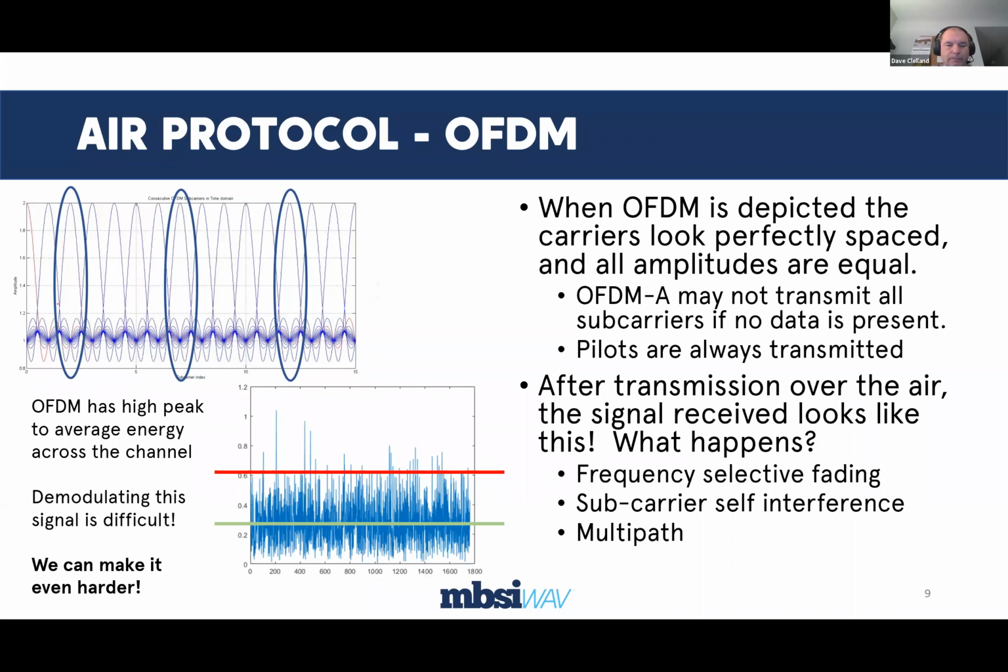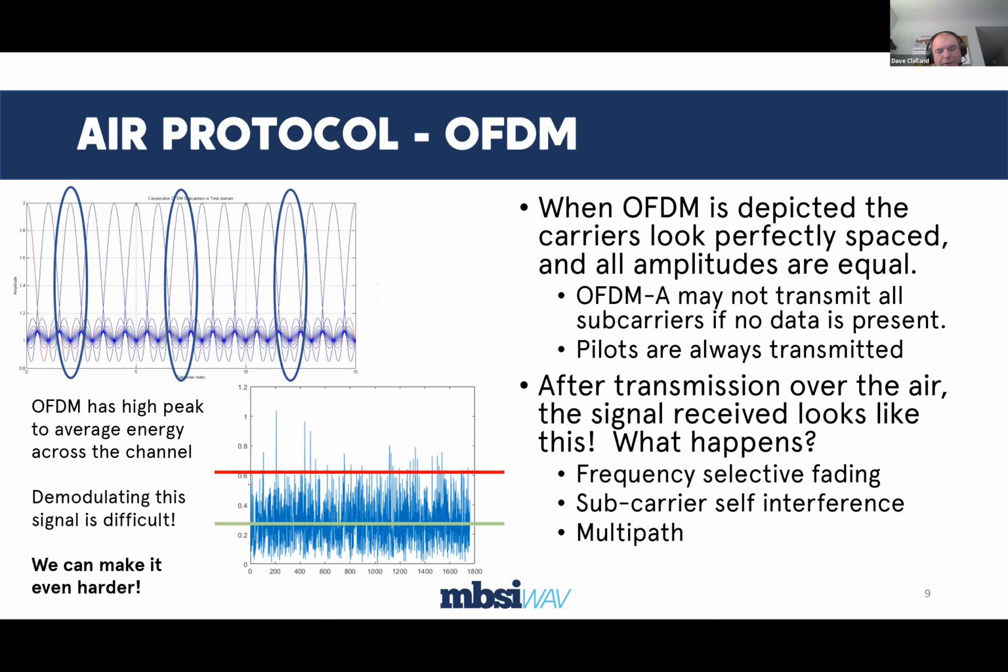All right, so OFDM has a high peak to average energy ratio across the channel. What does that mean? That means that because we have energy in each of these carriers, and we have very little energy in between the carriers, I have peaks of power in the channel in the frequency domain, and I have places in the frequency domain, like we show in the second graph here, where the channel power is much less.